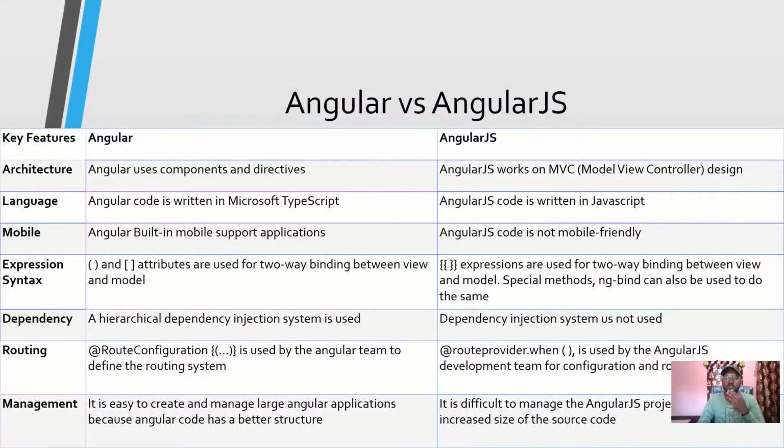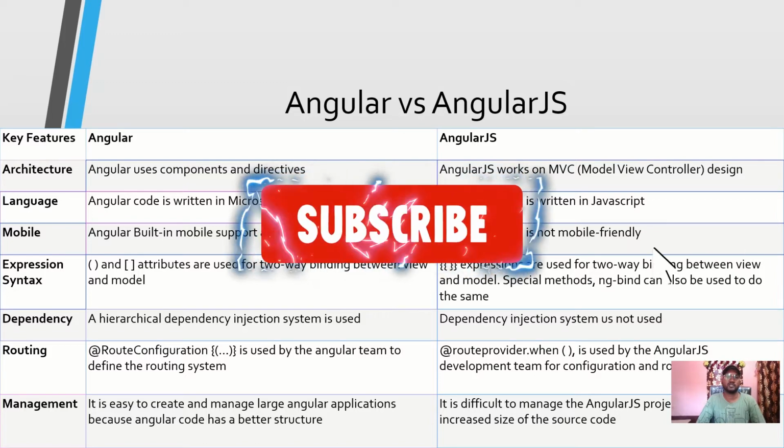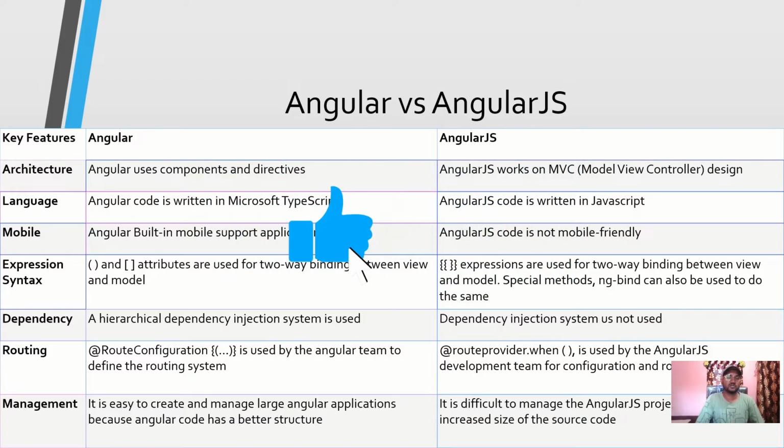All right. This slide shows what differences there are between Angular and AngularJS. This is more of a theory part, don't get bored of it. The very first difference is its architecture. Angular uses components and directives. The course you are going to learn, Angular, is actually component and directive based. But AngularJS works on the model view controller design, so it has multiple controllers in it.